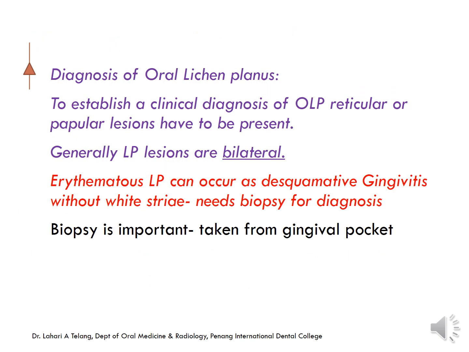So for the diagnosis of oral lichen planus, to establish a clinical diagnosis, it's important to see reticular or papillary lesions. Generally, lichen planus lesions are bilateral. Erythematous lichen planus can occur as desquamative gingivitis without a white stripe. That means it could be completely red gingiva. And in these cases, you might need a biopsy for diagnosis if you're clueless as to why it is so erythematous and you have other differential diagnoses in mind. Biopsy is important and should be taken from the gingival pocket in this kind of situation. But if the lichen planus is on the buccal mucosa, then you would want to take a biopsy from the buccal mucosa. So that's about the diagnosis of lichen planus.